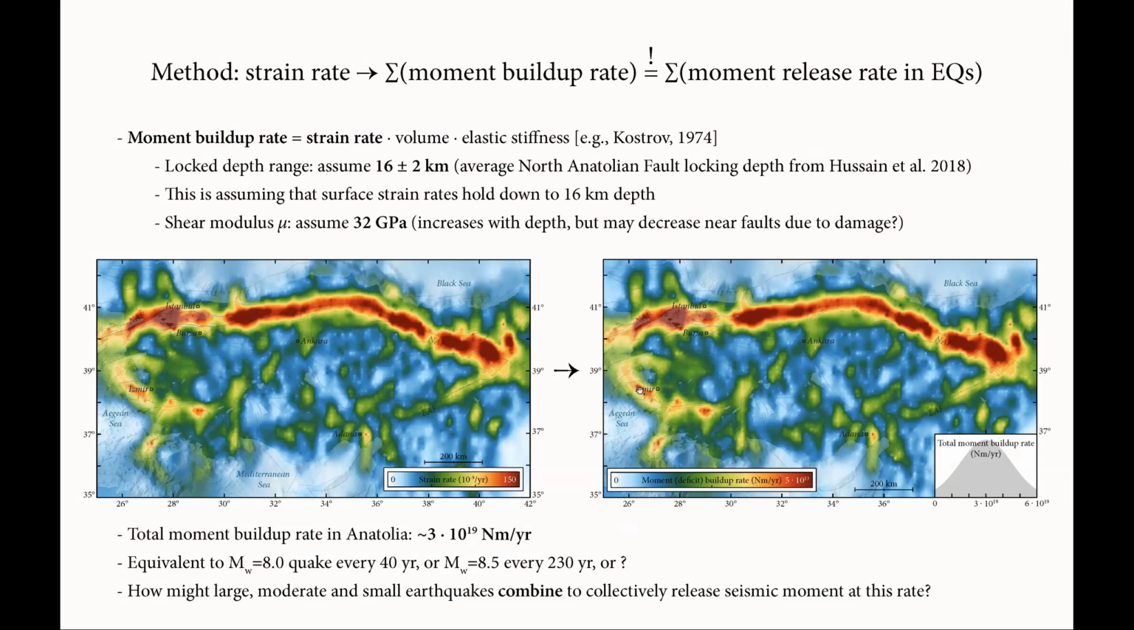This is a map, just a scalar function. This is a map of moment buildup rate. You just look at the total moment buildup rate in Anatolia. It peaks at a value of 3 times 10 to the 19th newton meters per year, which is equivalent, for example, to an 8.0 earthquake every 40 years. But we know that earthquakes come in a variety of sizes and shapes.